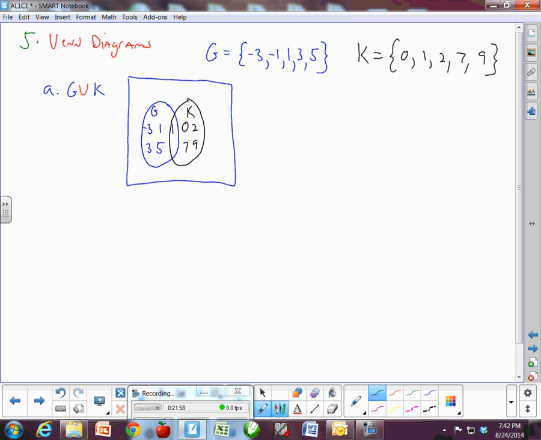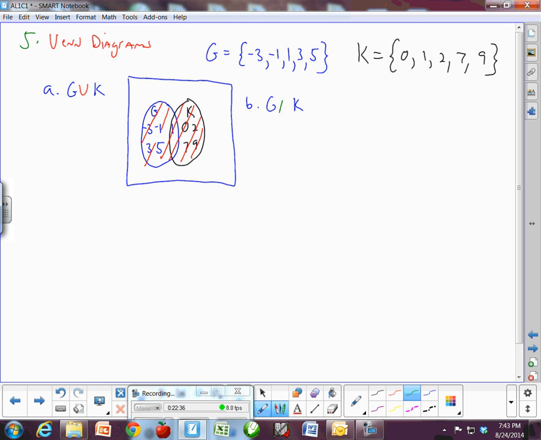All right. Now, that's a Venn diagram, but we haven't yet shown the union. And the way you show the union is to shade the solution or the union. So what numbers are the union? Everything in G and K, and so we shade G and K. And if you look now, you've got the numbers like we did earlier, -3, -1, 1, 3, 5, 0, 2, 7, 9 is the union of those two. Now let's go ahead and do intersection.